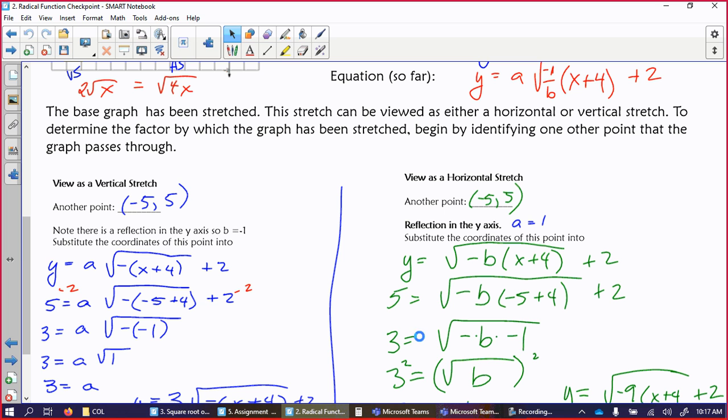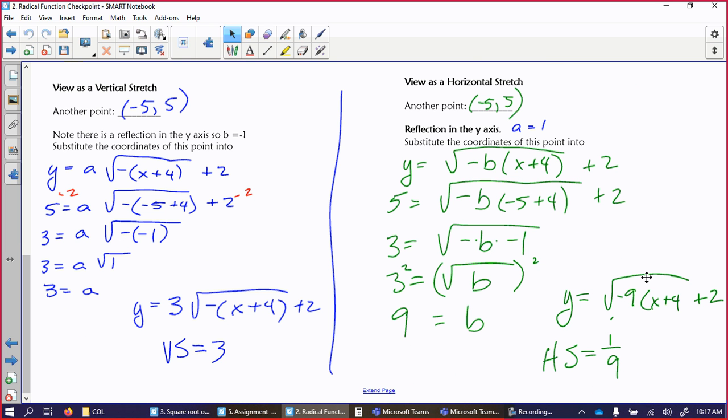Well, B is... The A was 3. Well, if I take a 3 and put it under a radical, we get 9, which gives us a horizontal stretch of that.